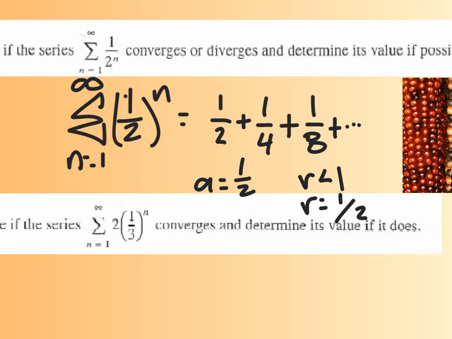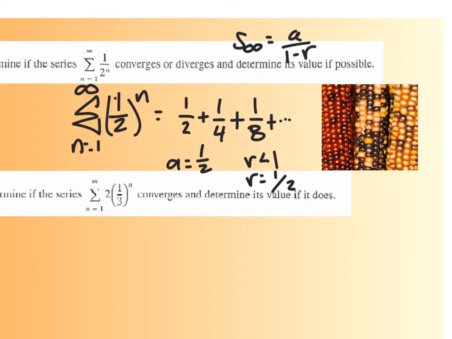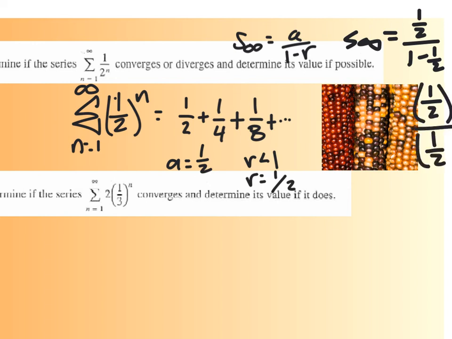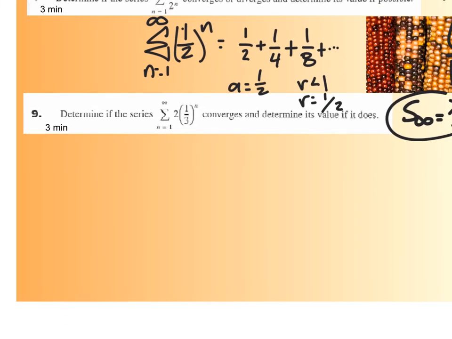Therefore, I can actually find the value of this sum by taking a over 1 minus r. You might remember that from earlier this chapter. So the infinite sum is 1/2 over 1 minus 1/2, which comes out to be 1/2 over 1/2. So the infinite sum here is 1. Okay, so the first thing you should always do is see if it's geometric. We know this is convergent, by the way.